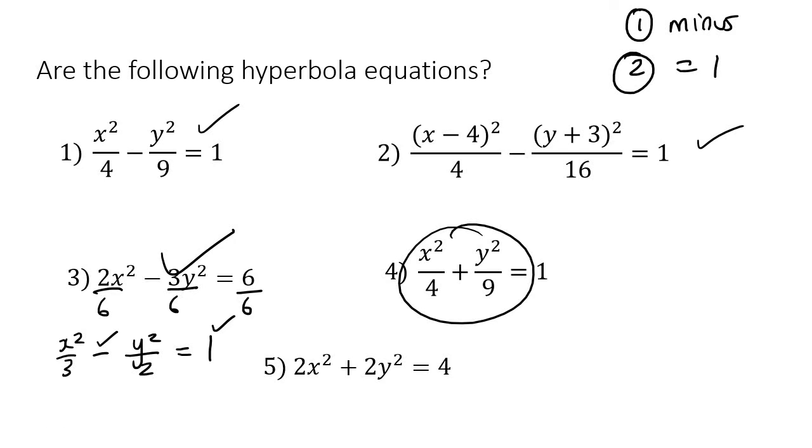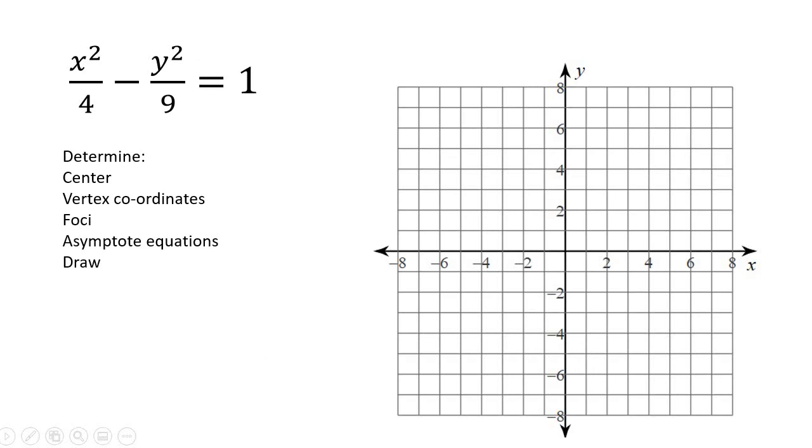This one is not a hyperbola because there's a plus, and this one is not a hyperbola because there is a plus. So here's our first example. Just remember that whatever it starts with tells you if it's horizontal or vertical. It has nothing to do with which number's bigger. That is not necessary. We don't even need to worry about that for an ellipse.